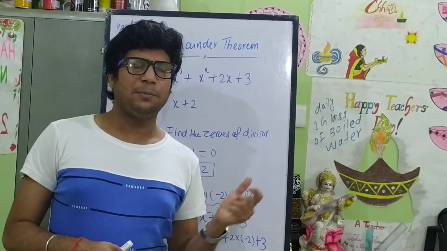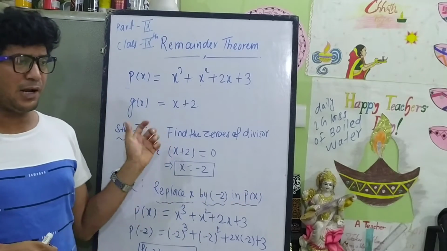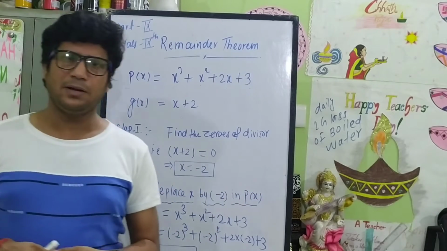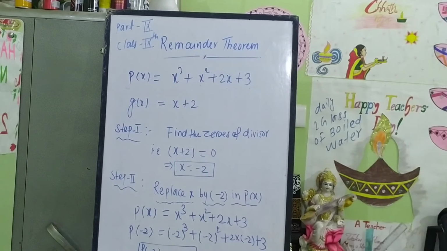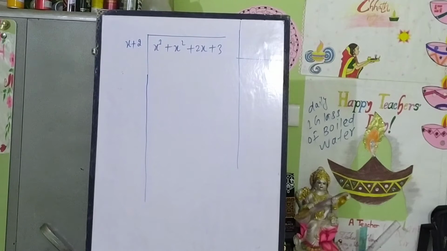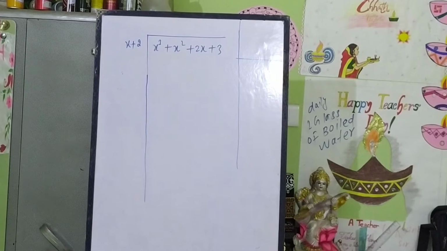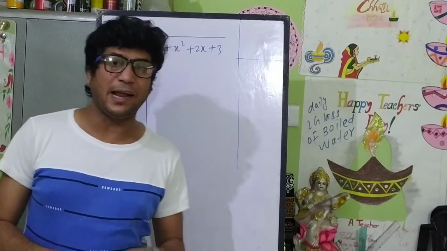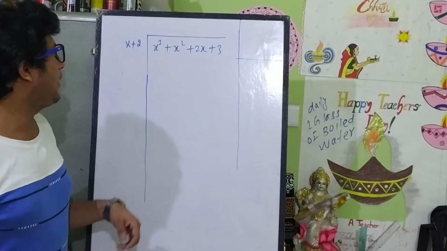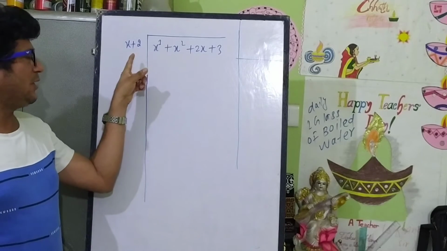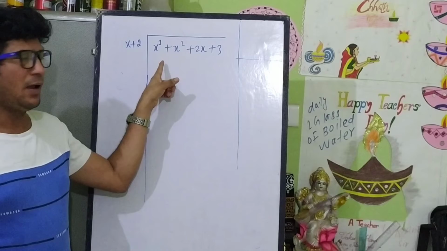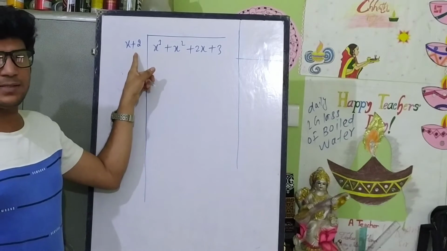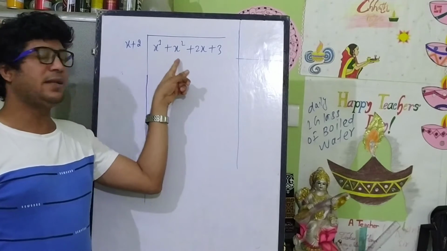We found the remainder by using the remainder theorem, and next we find the remainder by actual division. By using the long division method, actual division method, we are going to divide p of x by g of x. g of x is the divisor and p of x is the dividend.